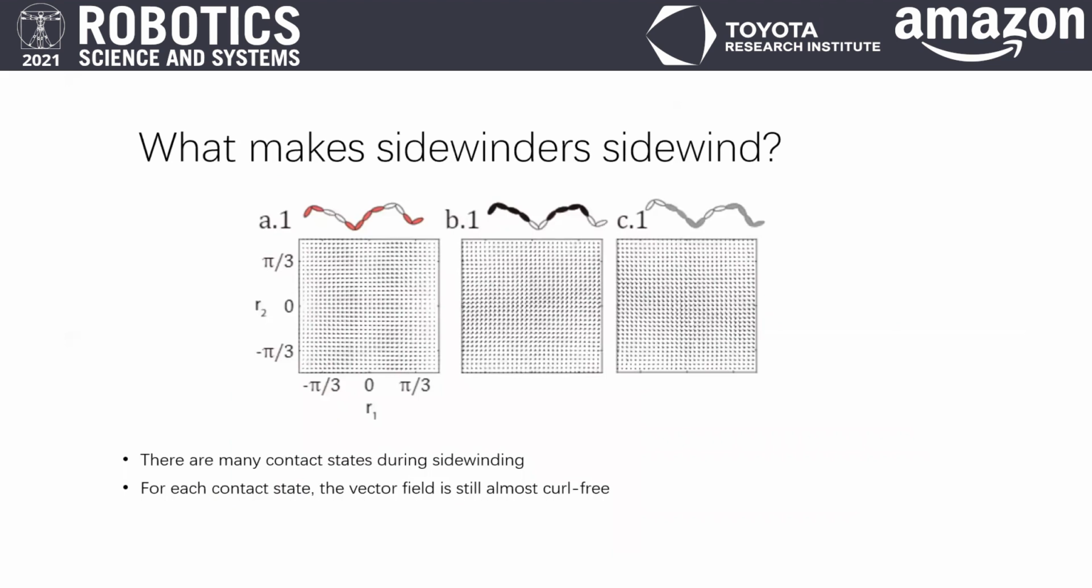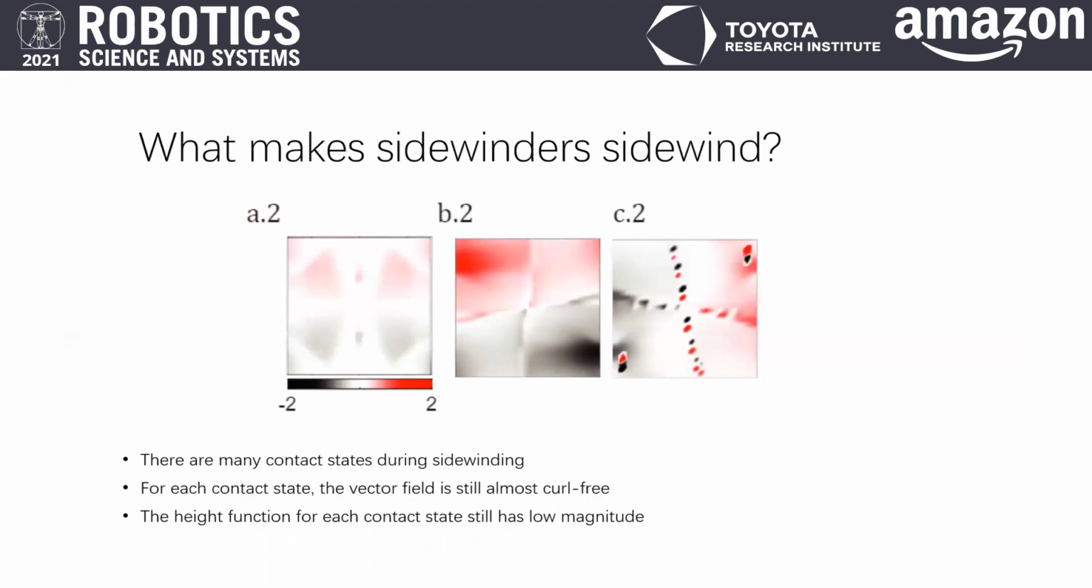So, what about sidewinding? In sidewinding, there are many contact states. For each contact state, the vector field is almost curl-free. As you can see here, we show three contact states and their corresponding almost curl-free vector fields. Apparently, the height function has low magnitude.